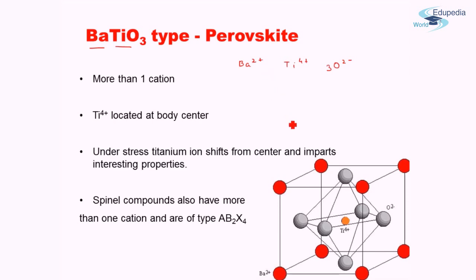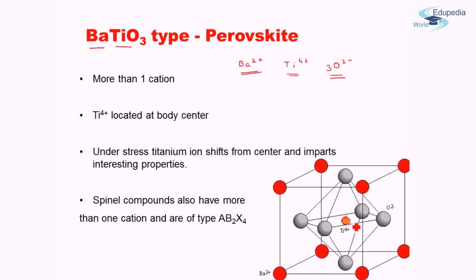And how does the structure look? We have effectively one Ba atom. It goes at the 8 corners, that makes it 1. We have 3 oxygen atoms, that go at the 6 face centers, which makes it effectively 3. And we have one Ti atom which goes at the octahedral void created by the oxygen atoms.